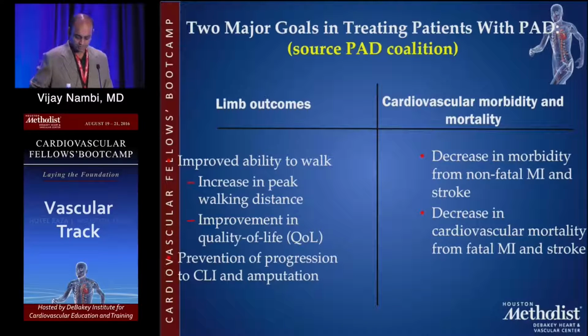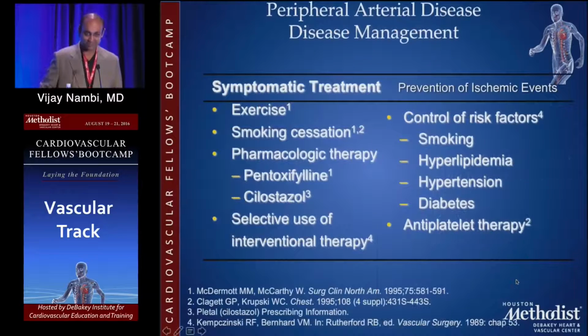So as we talked about, there are two things to consider: the limb outcomes and the cardiovascular morbidity and mortality. If you look at the limb outcomes, it's obviously improving claudication, and then prevention of progression to critical limb ischemia and amputation. Those are the two goals you're looking at. As far as the cardiovascular morbidity and mortality goes, it's clearly decreasing it, and we're going to go over both of these. I'm only going to talk to you about medical management, clearly because I'm not a vascular surgeon and you don't want to hear me talk about limb outcomes as far as that goes.